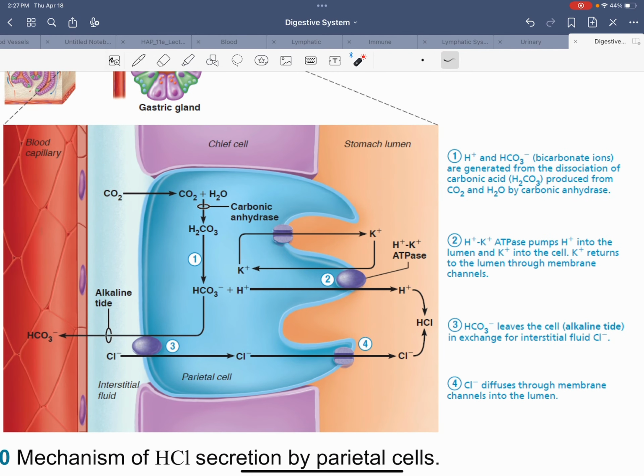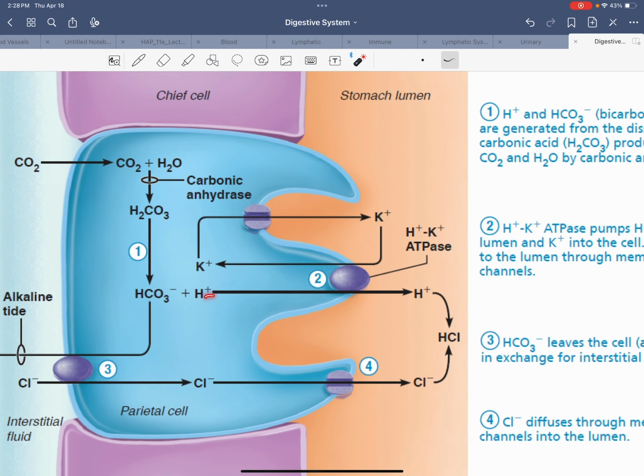Now we're going to use a pump here. So it is a hydrogen potassium ATPase pump. That's this one right here. You can see it right there. Now this is an antiport pump. So as I move hydrogen out, I'm going to move potassium in, right, as part of the deal. Now, I have hydrogen out here, and hydrogen is not hydrochloric acid.